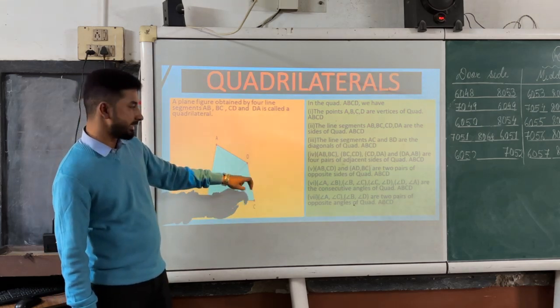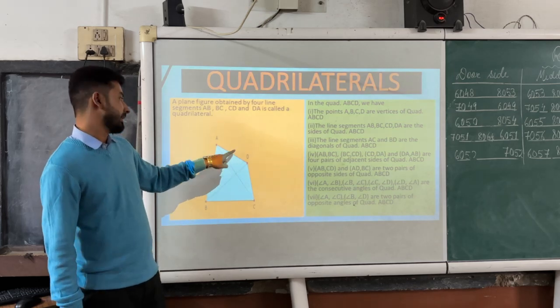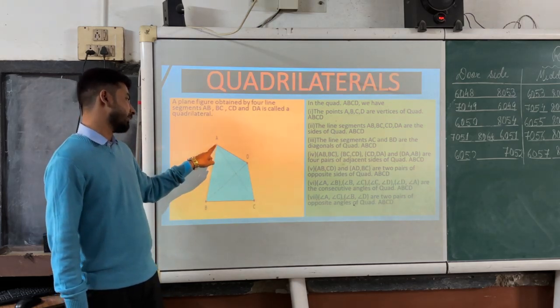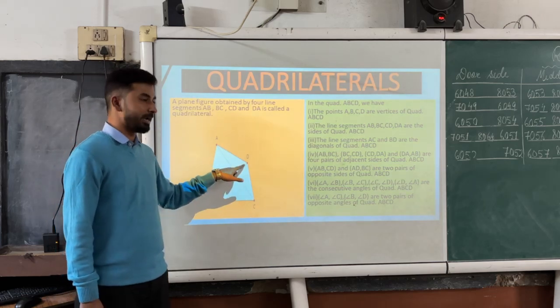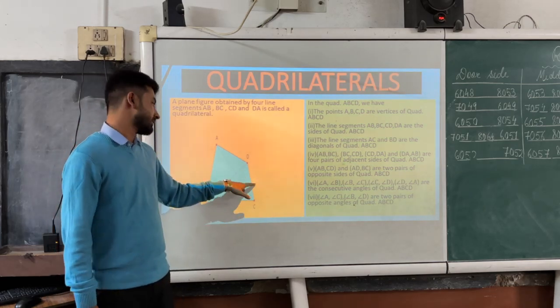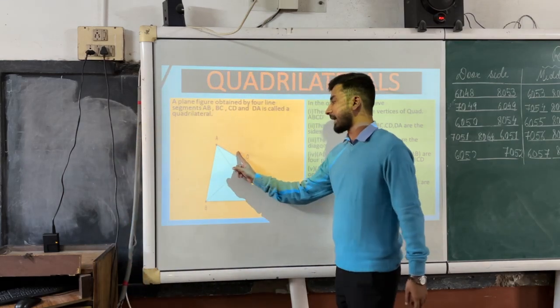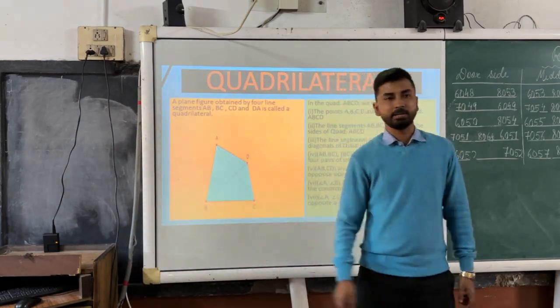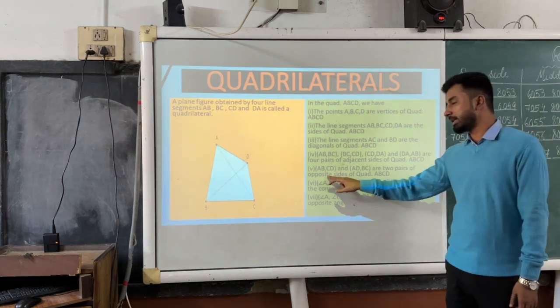Similarly, side CD has 2 endpoints, endpoint C and endpoint D. Side AD has 2 endpoints, endpoint A as well as D. These 2 sides share a common endpoint which is D. So these 2 sides are known as adjacent sides. Similarly, we can say that side AD and side AB are the 2 adjacent sides of the quadrilateral. Now, what do we mean by the opposite sides?